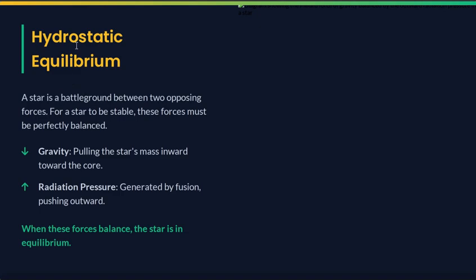But we can talk about hydrostatic equilibrium, and that's where a star is a battleground between two opposing forces. For a star to be stable, these forces must be perfectly balanced. The first force is gravity, which is pulling the star's mass inward towards the core, and then we have radiation pressure, which is generated by fusion and pushes outwards. And when these forces are in balance, the star is in equilibrium.